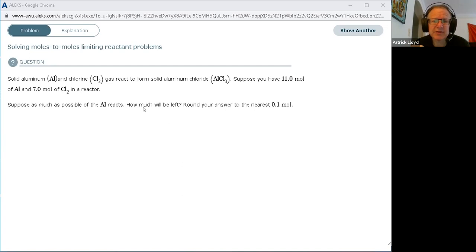So it's giving you a hint there. There's going to probably be some aluminum left over, and then they want you to round your answer to the nearest 1/10 of a mole, 0.1 moles. Okay, so let's take a look at this one.